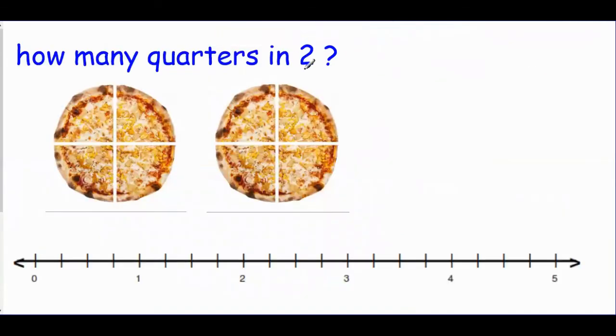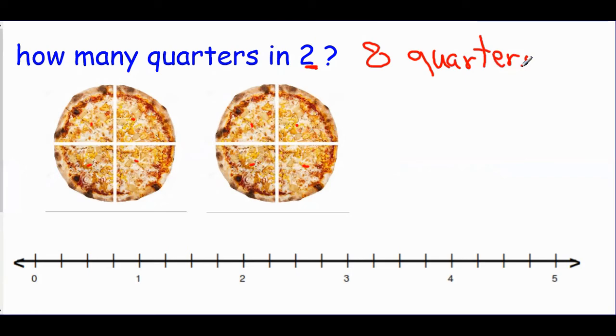Okay, how many quarters in two? Let's make it visual first. I have two pizzas and I break each pizza into quarters. How many quarters in these two pizzas? So one, two, three, four, five, six, seven, eight. So there are eight quarters in two.